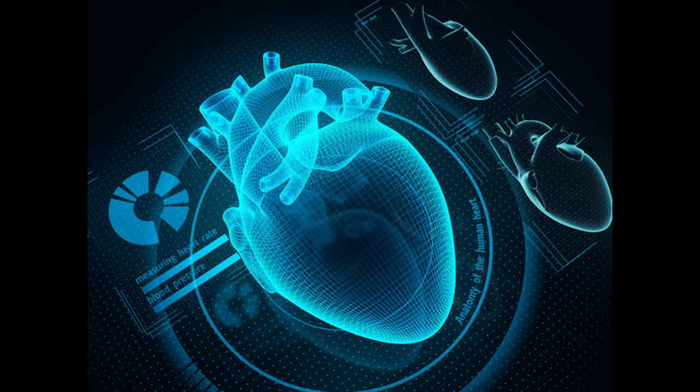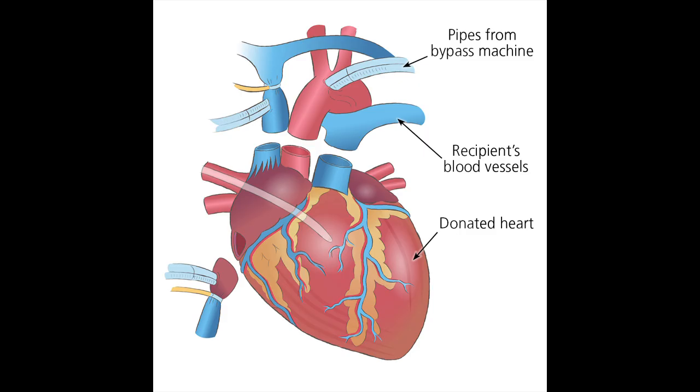Then cardiopulmonary bypass: a heart-lung machine takes over the function of the heart and lungs, providing oxygenated blood while the surgeon works on the heart. To remove the diseased heart, it is carefully removed, preserving key blood vessels for connection from the recipient, and then the donor heart implantation takes place.